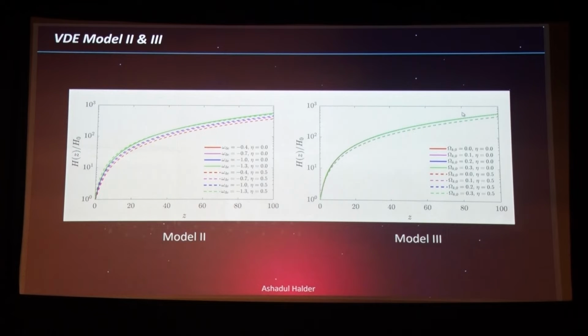The result becomes more interesting in the case of model 2 and model 3. In the case of model 2, it can be seen that the variation with omega is almost negligible for the case of eta equals 0. But when eta is raised to some certain point, in this case eta equals 0.5, the variation with omega can be seen. But in the case of model 3, the variation with the curvature term is not very much.